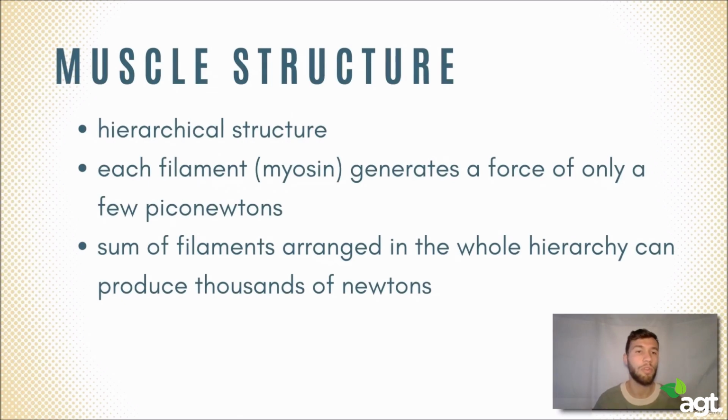So how do we produce force in this hierarchy? Well, each of the thick filaments is called myosin, and they generate a tiny bit of force, only a few piconewtons, but with the sum of all of these filaments together that are arranged in the whole hierarchy, thousands of newtons can be produced.